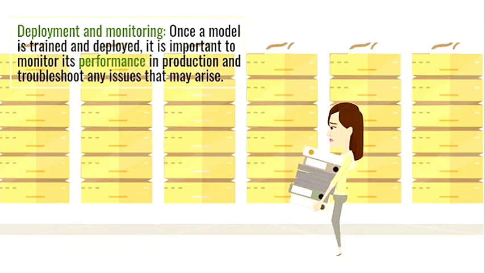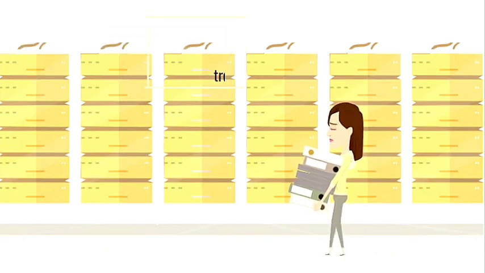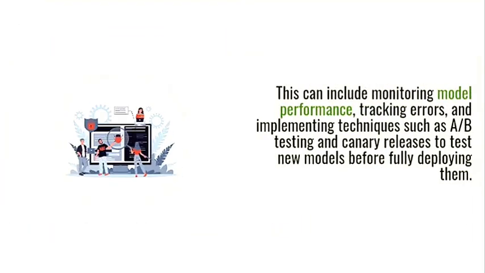Deployment and monitoring. Once a model is trained and deployed, it is important to monitor its performance in production and troubleshoot any issues that may arise. This can include monitoring model performance, tracking errors, and implementing techniques such as A/B testing and canary releases to test new models before fully deploying them.